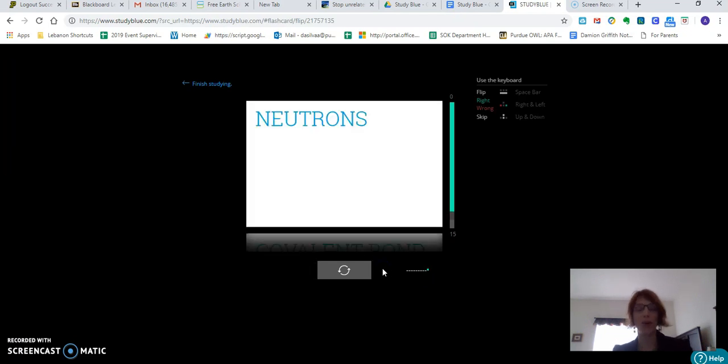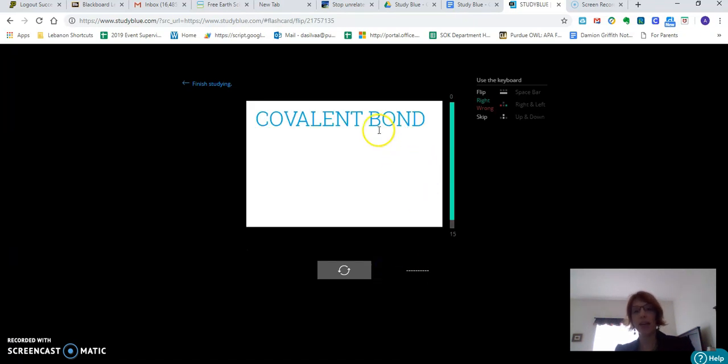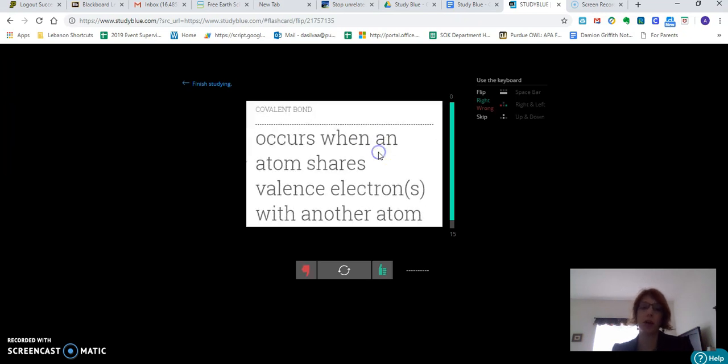Neutrons are neutral. That's why they're called that. They hang out in the nucleus of an atom. A covalent bond is where atoms share electrons. And when they share electrons, that hooks those 2 atoms together. They're really strong.